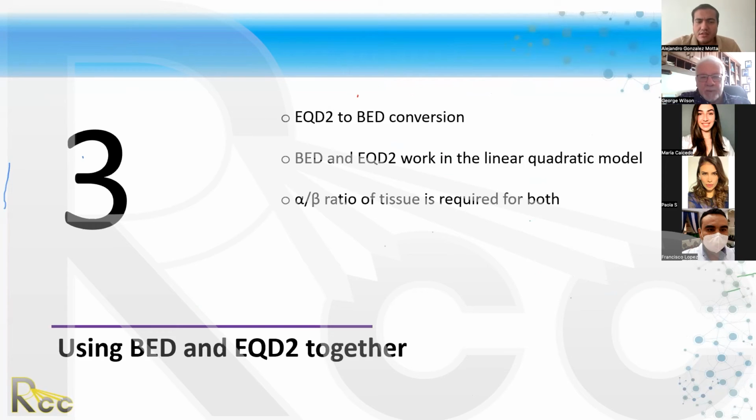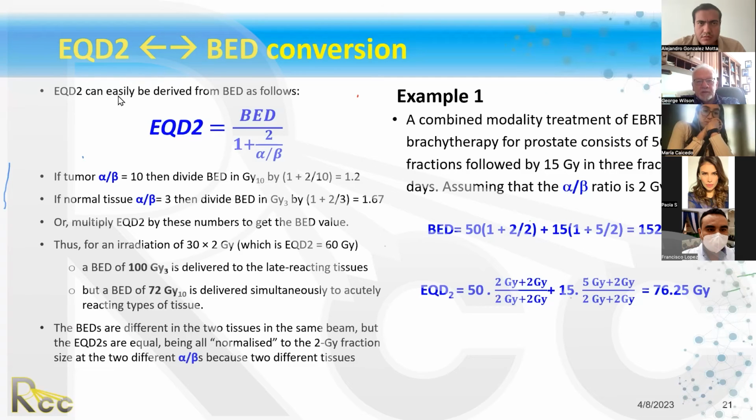Well, now we're going to talk about how you convert equivalent dose in 2 gray to BED and vice versa, and how they work together, and the information you get from both of them. Again, the equivalent dose in 2 gray can be easily derived from the BED as follows. This is our biologically effective dose that we've calculated. Convert that into equivalent dose in 2 gray. We then divide it by 1 plus 2 gray per fraction over the alpha beta ratio. And so this is, again, a simple conversion back to equivalent dose in 2 gray.